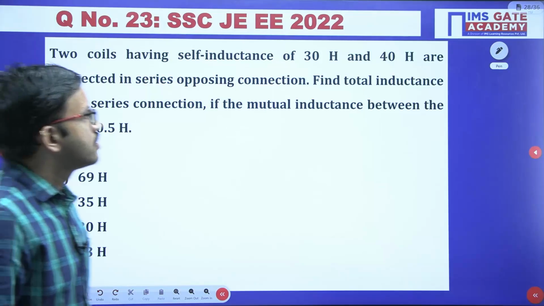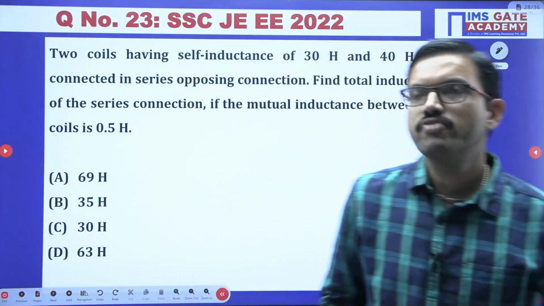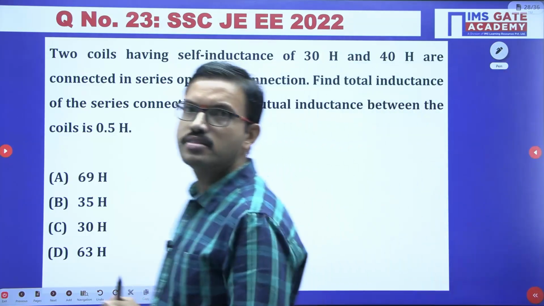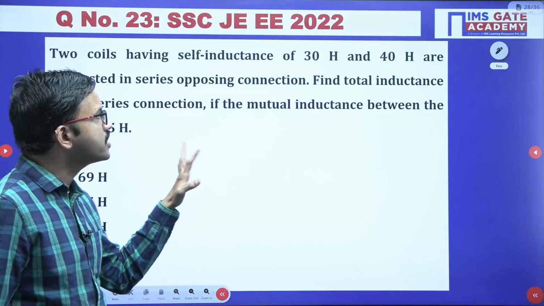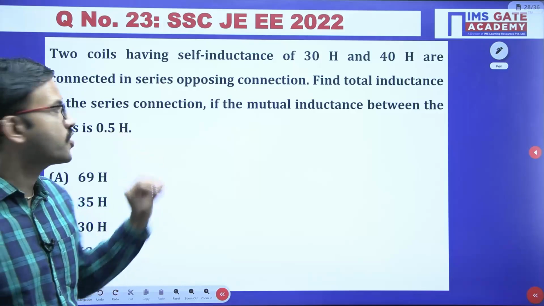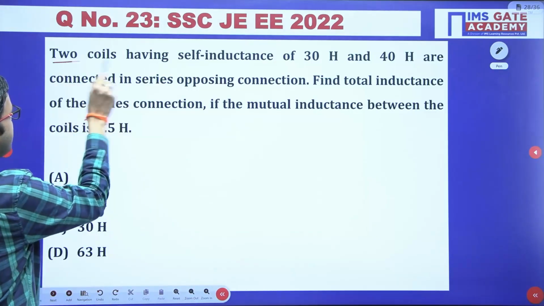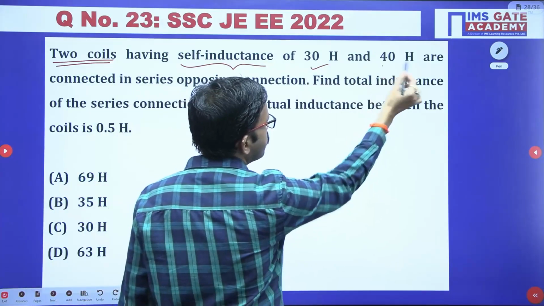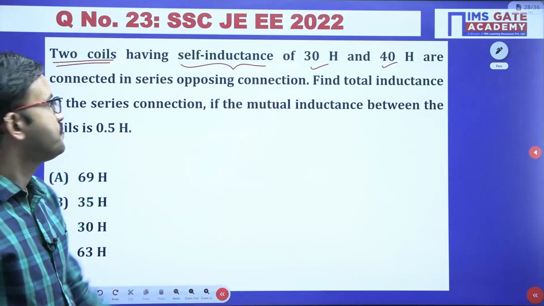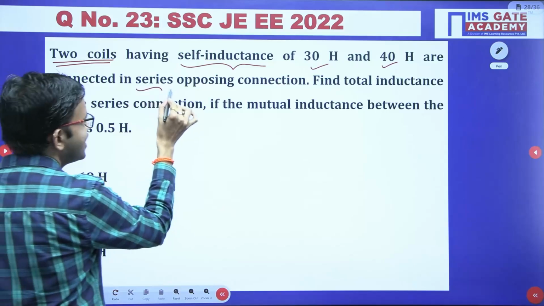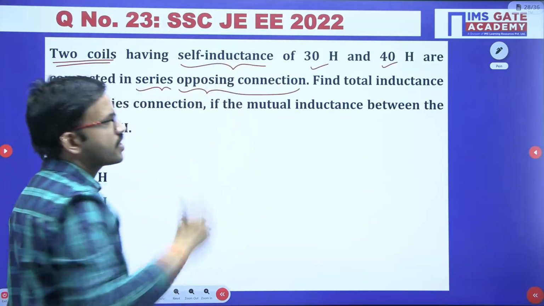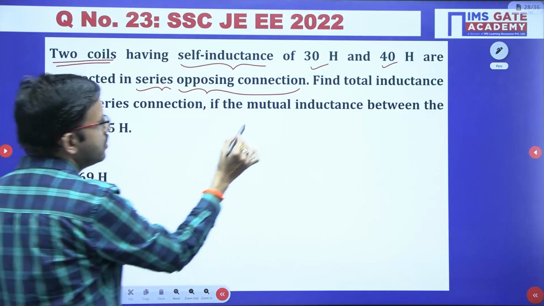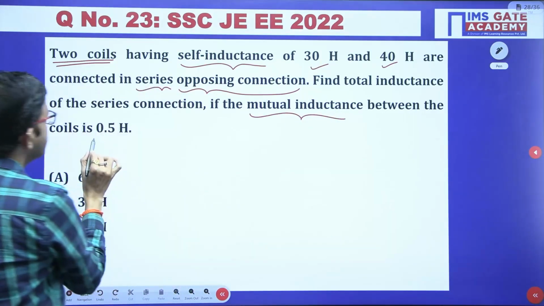Right. So all of you read the question once. And here we are having the configuration regarding the inductors. Here you are having two coils which are having the self inductances 30 Henry and 40 Henry. You can consider them as L1, L2. And these two are connected in series but opposing connection. Find the total inductance of the series connection if the mutual inductance between the coils is 0.5 Henry.